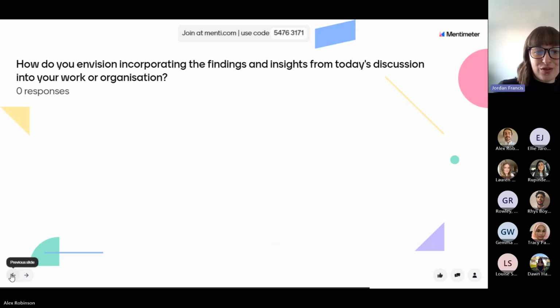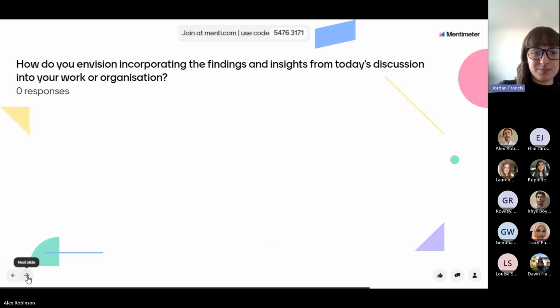Is there any way that you can incorporate these findings or these insights from today's discussion into your work or your organisation going forward? Again, if there are any opportunities for discussion in the room as well, this would be a perfect time for that. But you should be able to work through this at your own pace. So I'm just going to talk through each of them and leave the questions running in the background.